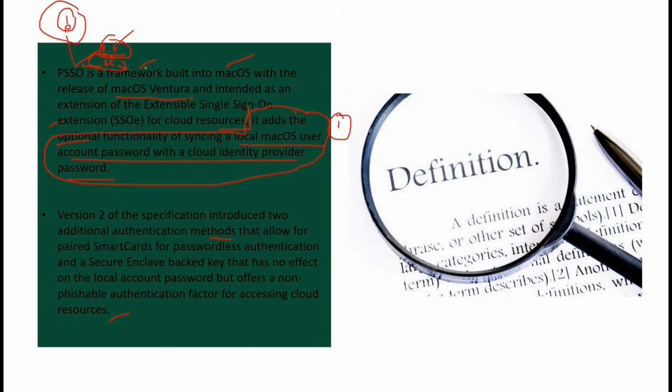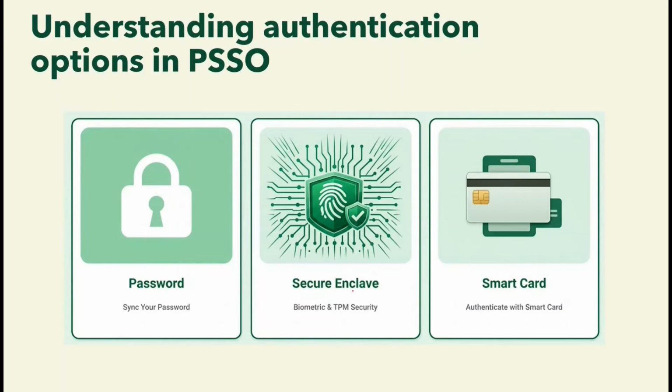Once we have double clicked on all these 3 one by one, then we will look at this slide again, and then this definition will make more sense. Okay, now let's double click on these 3 things that we spoke about in the previous screen. That is, we spoke about password, we spoke about secure enclave, and we spoke about smart cards. So PSSO has these 3 flavors or these 3 methodologies.